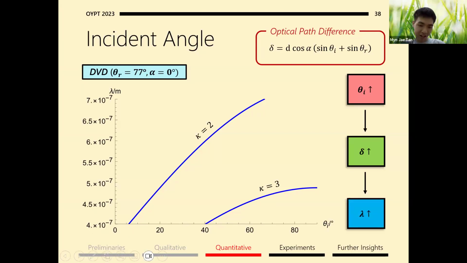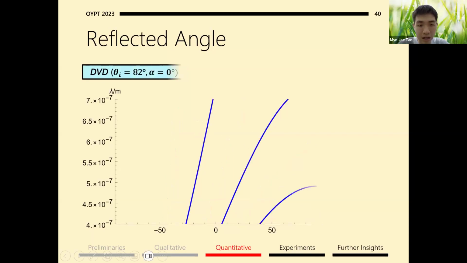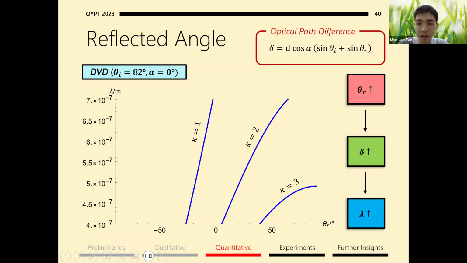Sorry, just a bit of technical difficulties. But basically, after the path difference increases, the wavelength, which is lambda, will also increase. So a longer wavelength of light will constructively interfere. And then let's look at how the reflected angle changes the wavelength of light that interferes. The graph before was for CD, and this is for DVD. From the path difference equation, we can see that when we increase the reflected angle, the path difference will also increase. Using a similar principle, the wavelength of light will also increase.